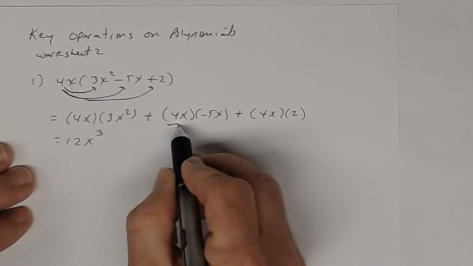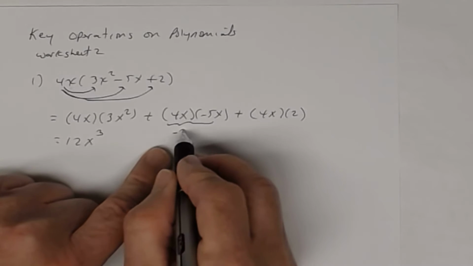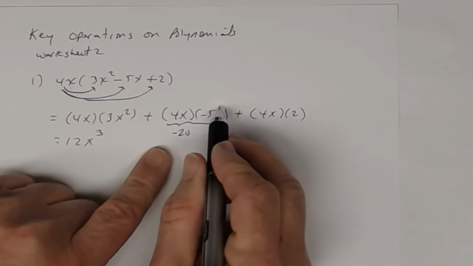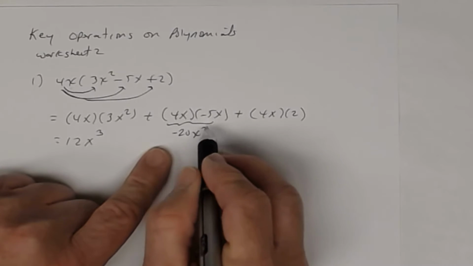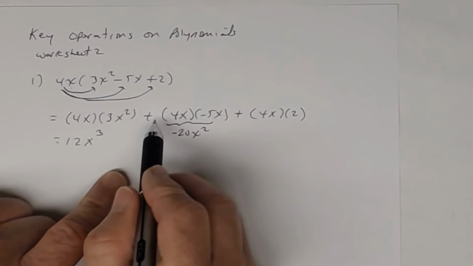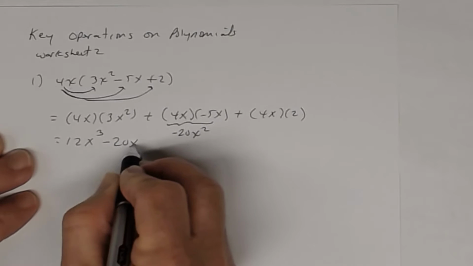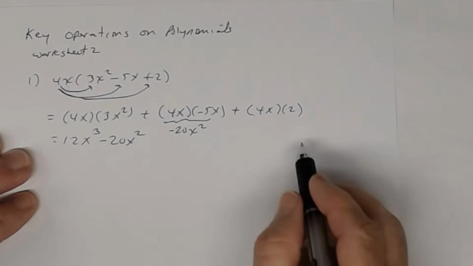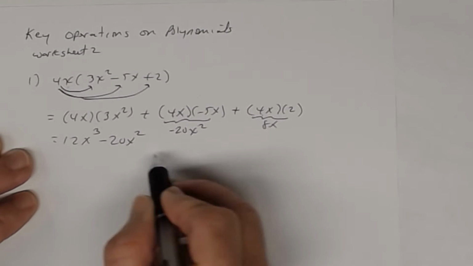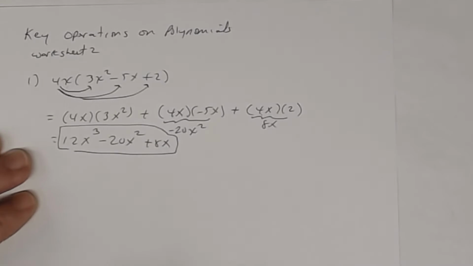Okay, over here, let's think about what this is. 4 times a negative 5 is a negative 20, right? X to the first times x to the first is x to the second. So when you multiply like bases, you add exponents. But remember, plus a negative 20x squared is the same thing as subtracting 20x squared. And then over here, 4 times 2 is 8, so this becomes plus 8x. All right, so that's the answer to number 1.